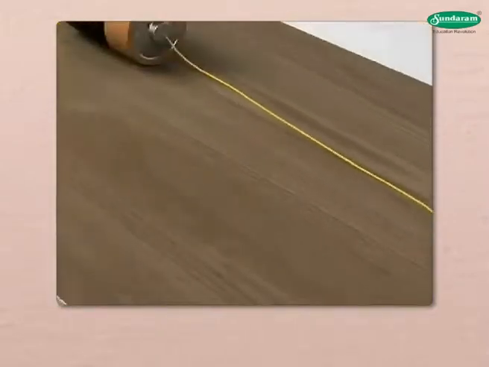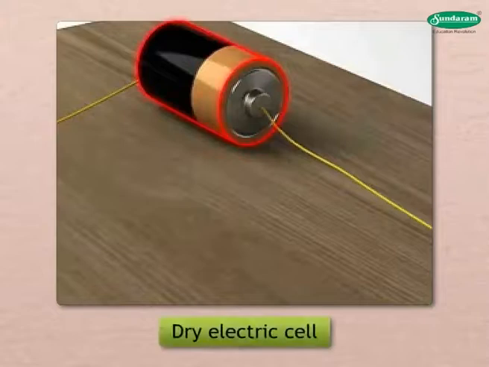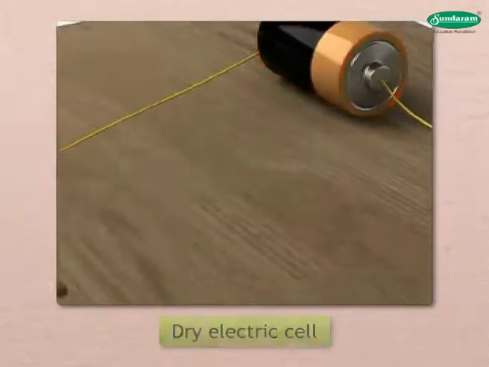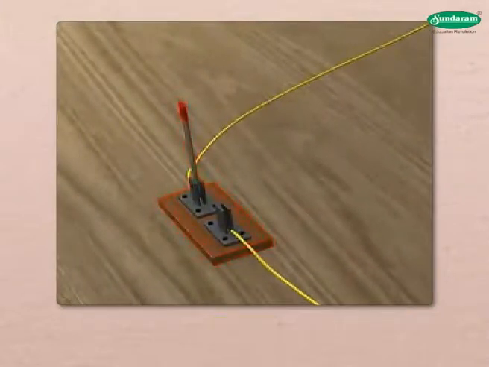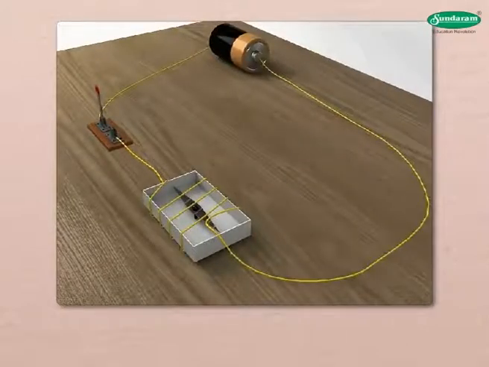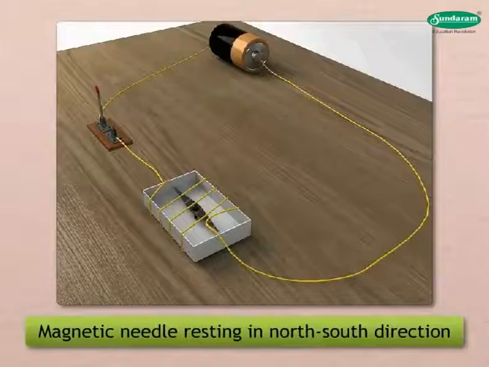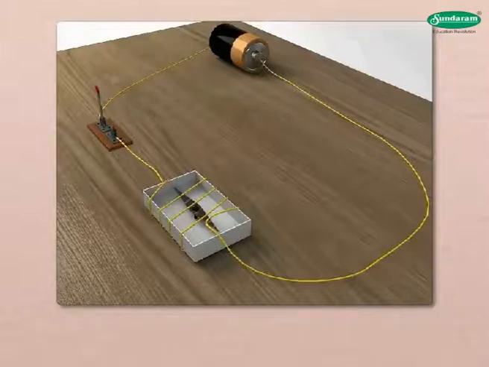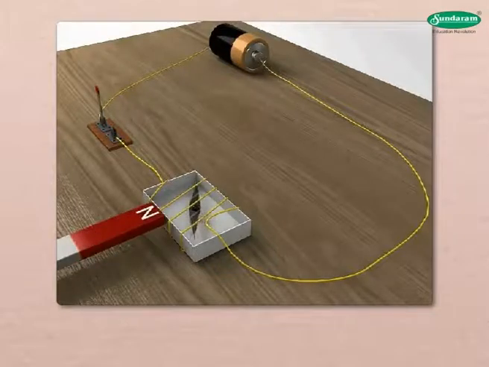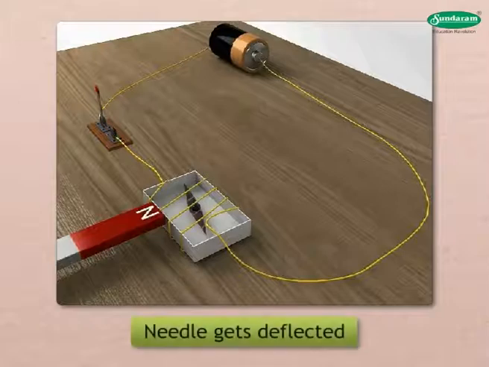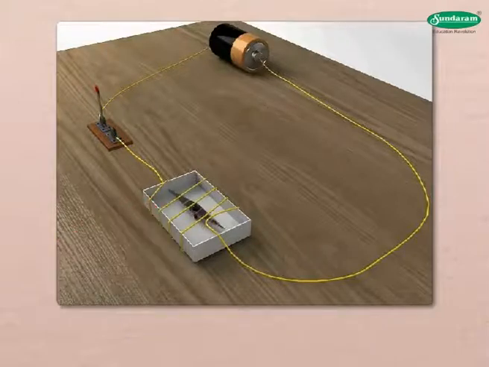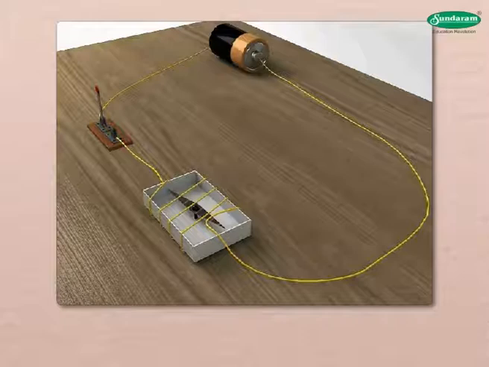We connect the 2 ends of the wire to the poles of a dry electric cell and then insert a key in the circuit. Initially, the key is kept open. We see the magnetic needle is resting in the north-south direction in the tray. Now, a bar magnet is brought close to the needle. What do we see? We see that as soon as the magnet is brought close, the needle gets deflected. Now, the magnet is taken off. The needle comes to rest in the north-south direction.